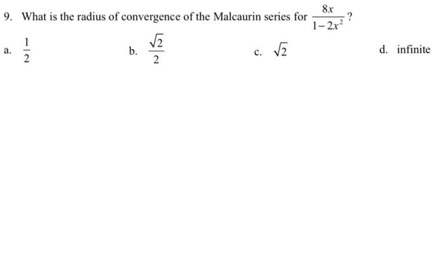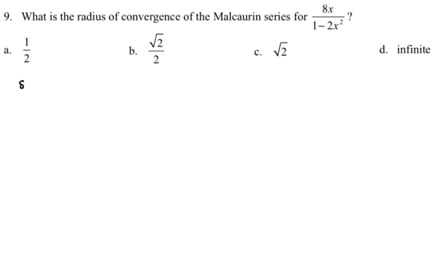What is the radius of convergence of the Maclaurin series for 8x over 1 minus 2x squared? Okay, so to do this, you want to have done a lot of problems before, so that you look at this and you just realize, I know a thing that I can do. I look at this and I think that it's really just 8x times 1 over 1 minus 2x squared. And then 1 over 1 minus 2x squared in my mind is the sum of a geometric series.